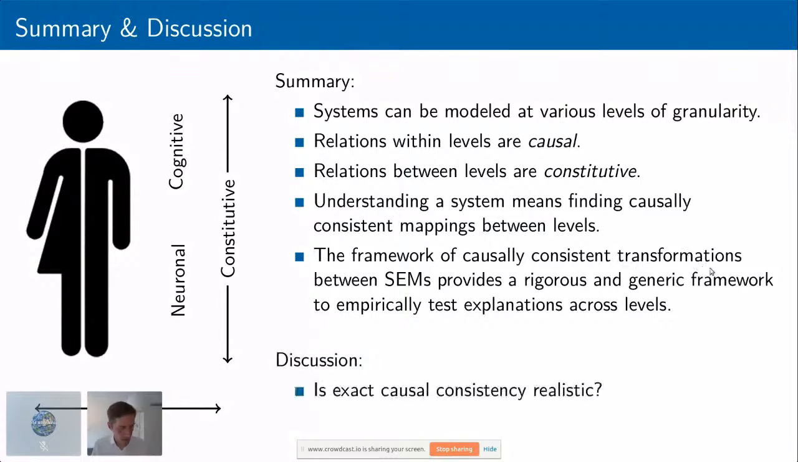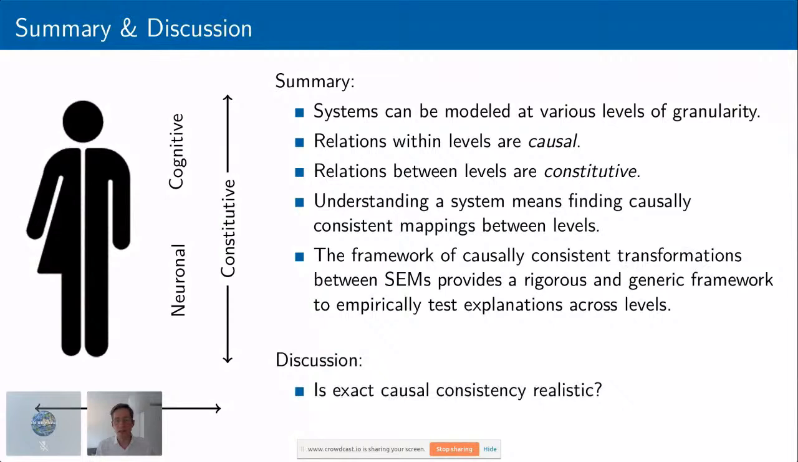For instance, something that I find very interesting and certainly a topic for future work: is exact causal consistency realistic? Will it really be possible to take a neuronal system and abstract it in such a sense to a cognitive level that you don't lose anything that is relevant? And probably I would think that that is not the case. Probably you have to give up something.